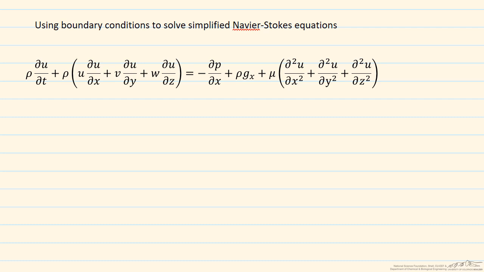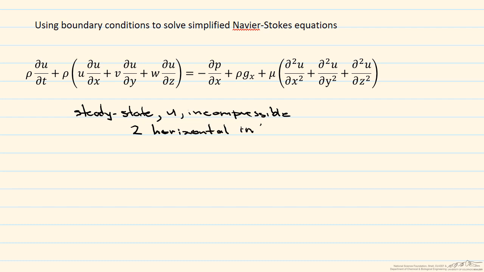In this screencast, we're going to consider a steady state, one-dimensional in the x direction. So that means that our only velocity is u, incompressible fluid that's between two horizontal infinite, or modeled as infinite, parallel plates.